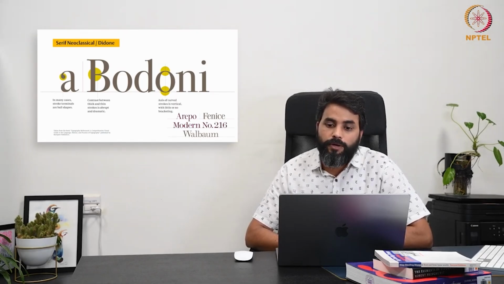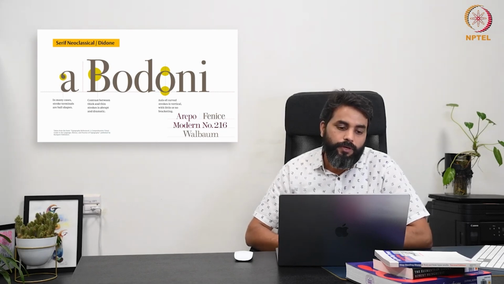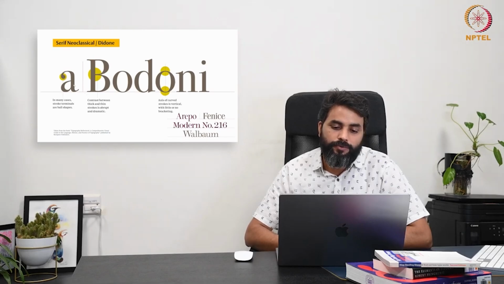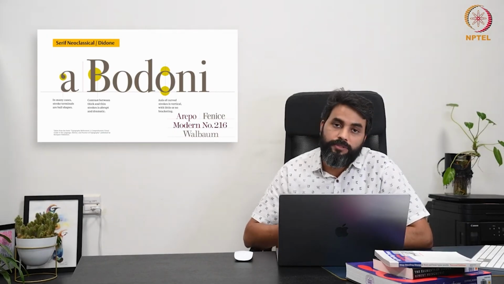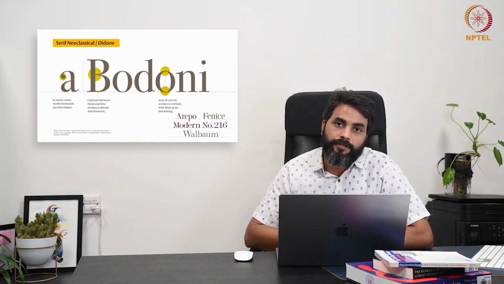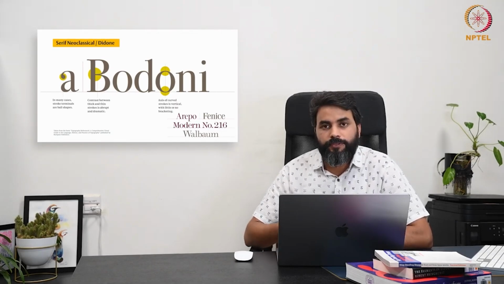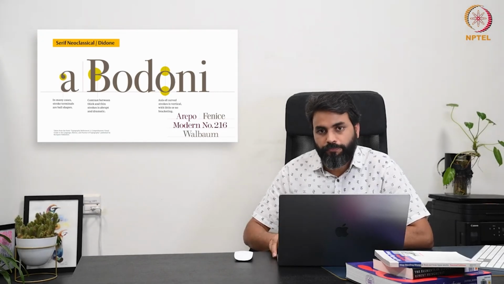And some good examples include Bodoni, Didot, and the Didot family of fonts. Another thing is, in many cases you will find ball terminals, and of course the contrast is extreme. And this kind of font is also highly used in fashion magazines. It gives so much richness and a lot of glamour when it is used.